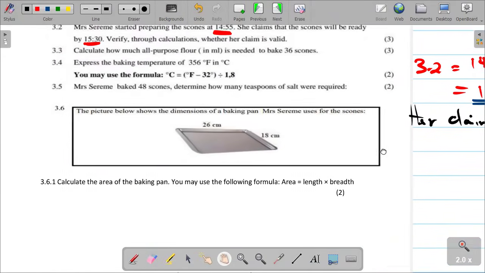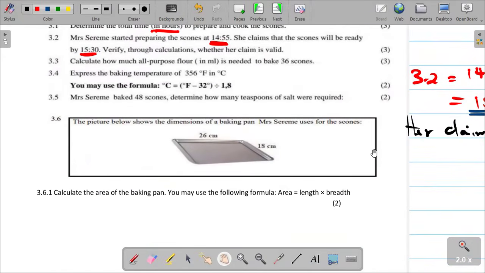And then the next question, question 3.3, says: calculate how much all-purpose flour in milliliters is needed to bake 36 scones. For that one, we also go back to our question. Therefore, we are looking at the all-purpose flour.